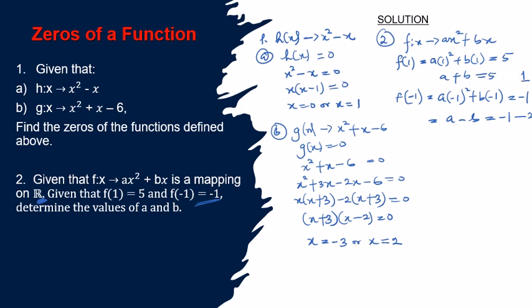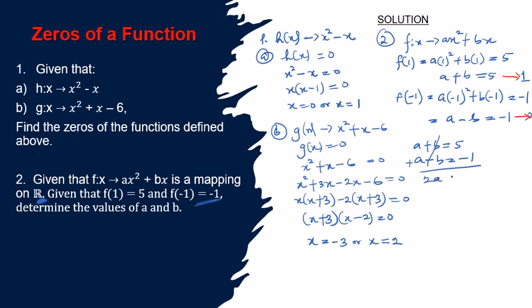Let me use another marker to separate the equations. Equation 1, equation 2. So now let's bring the two equations out. We have a plus b equals what? 5. Then we have a minus b equals to what? -1. The best method to use is the elimination method because the equation is set up that way. So we eliminate b, then we add it up.